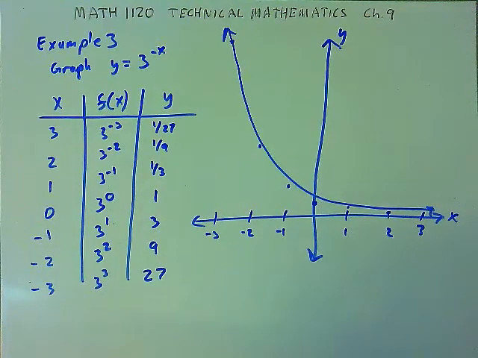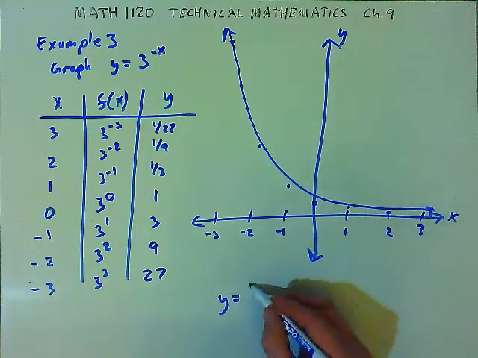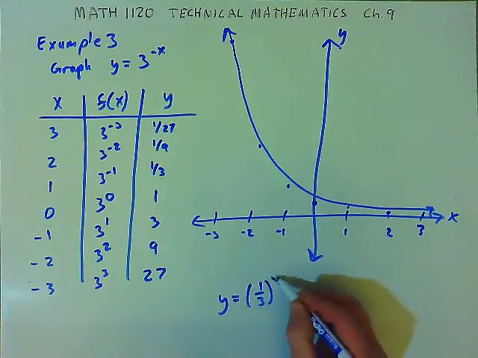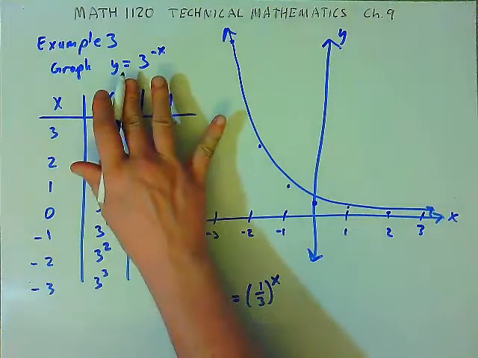The book asks the question, what does the graph of y equals 1/3 to the positive x power look like? What does this graph look like? And well, the answer is it's exactly the same.